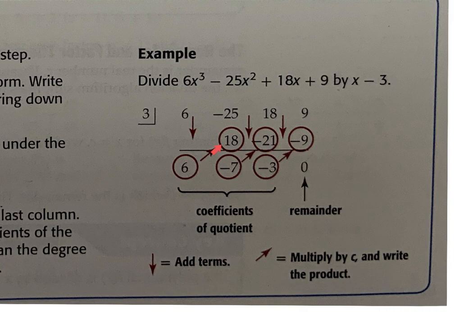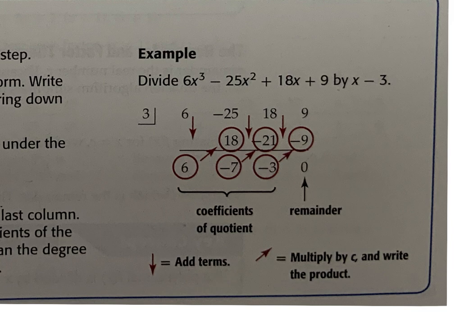You're adding this time. We're not subtracting. Negative 25 and 18 is negative 7. So then I say negative 7 times 3 is negative 21. That shoots up here. Add down, we get a negative 3. Multiply up, negative 9. Add down, 0. So now I have this row down here. 6, negative 7, negative 3, and this guy. This last guy is my remainder. So that will tell me the same things the other thing will tell me.